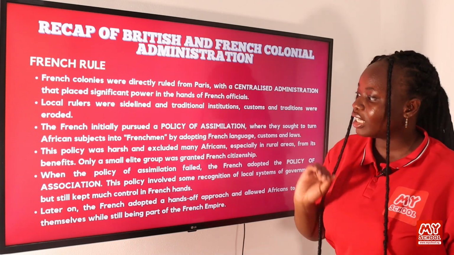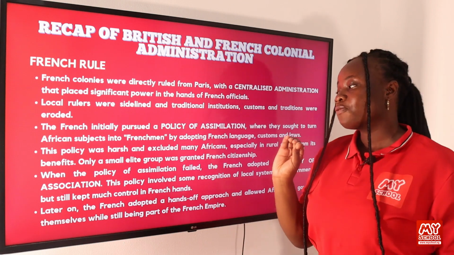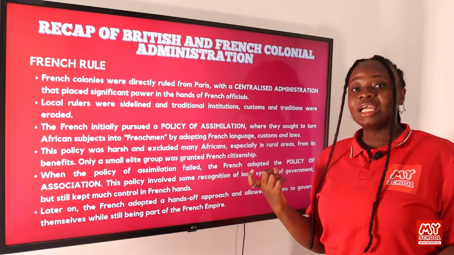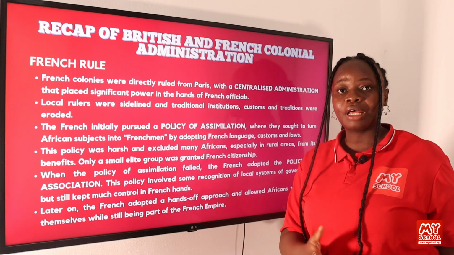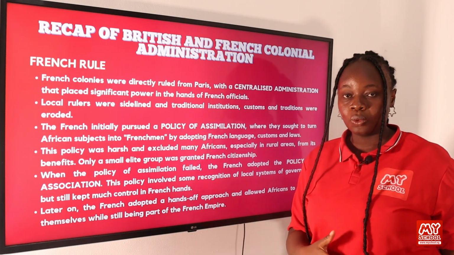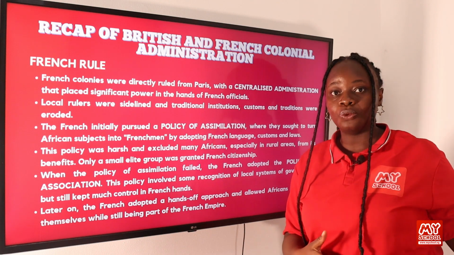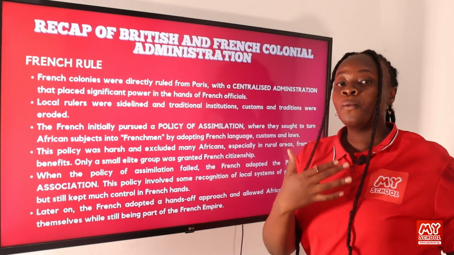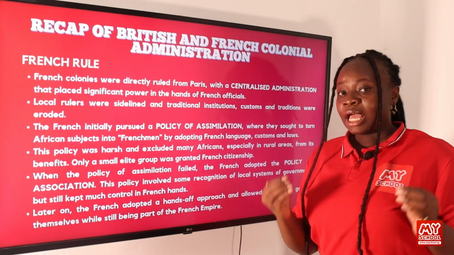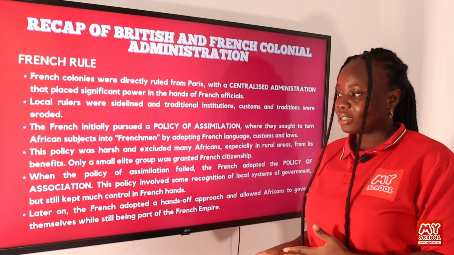Of its benefits, only a small elite group was granted French citizenship. So the only elite group that was granted French citizenship were the 4 communes in Senegal, people that belong to the 4 communes in Senegal. We're talking about Dakar, St. Louis, Rufisque, and so on. So these 4 communes were the only regions that were given French citizenship, especially when they met certain criteria.